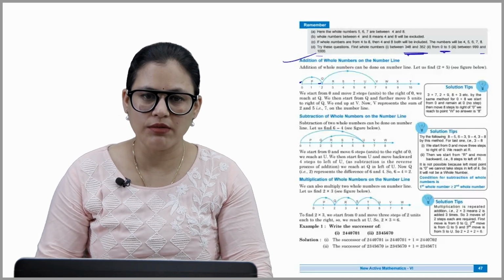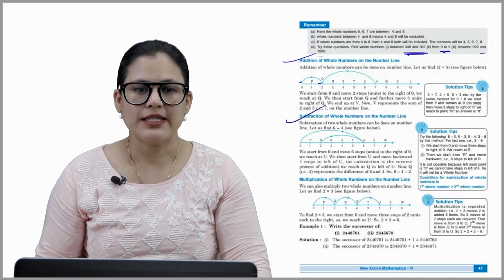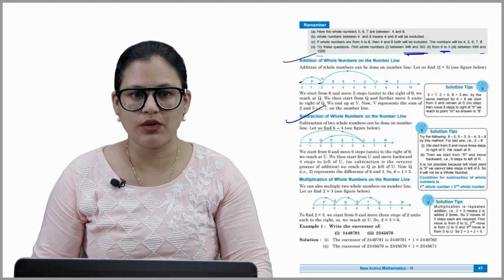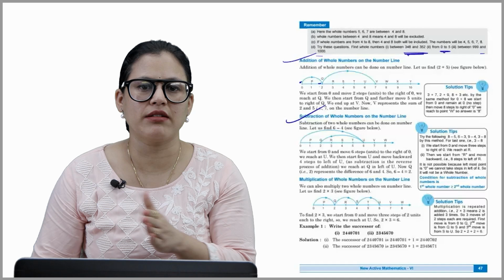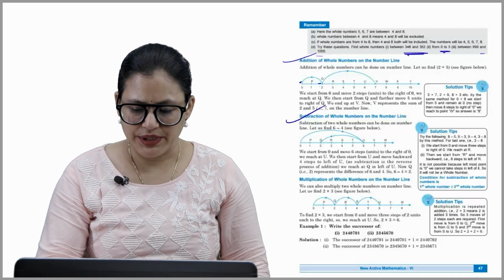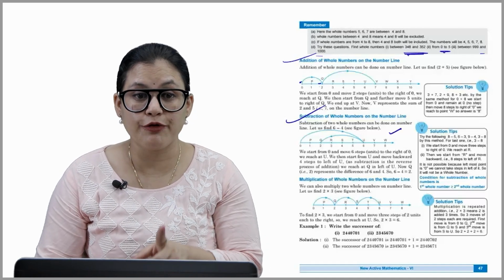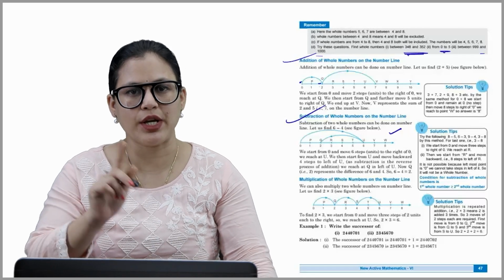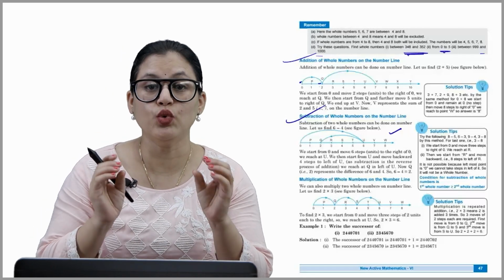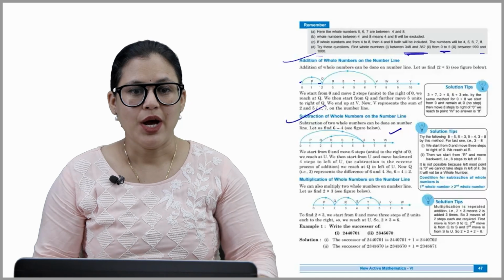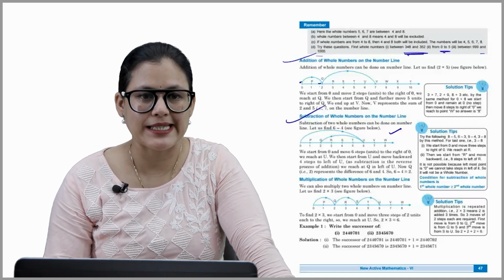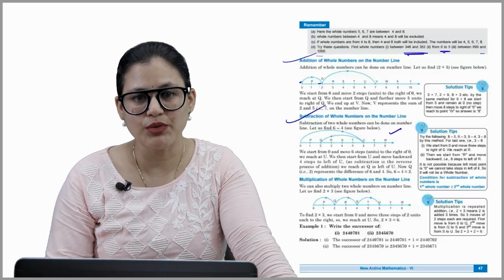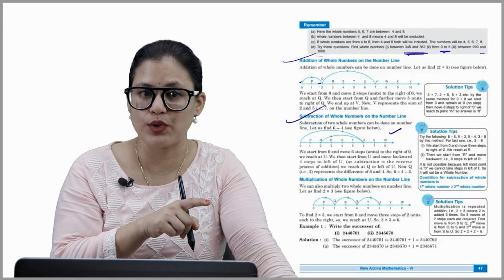Now, subtraction of whole numbers on the number line. Subtraction of two whole numbers can be done on the number line. Let us find 6 minus 4. See this number line? We start from 0 and move 6 steps to the right of 0, because we have to subtract 4 from 6. We reach at U, which is 6. We then start from U and move backward 4 steps to the left of U.